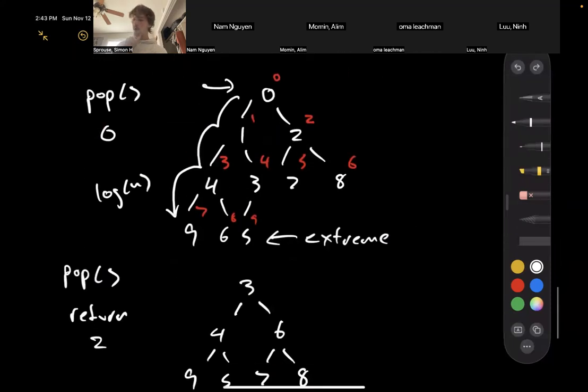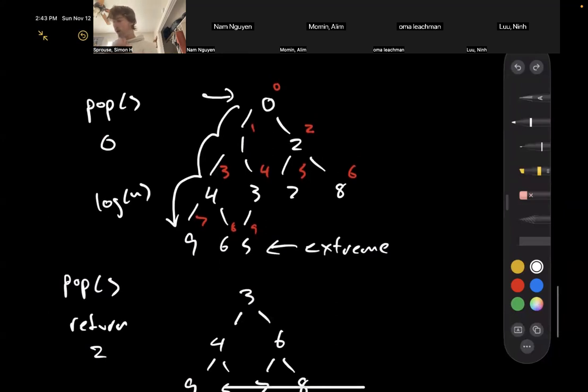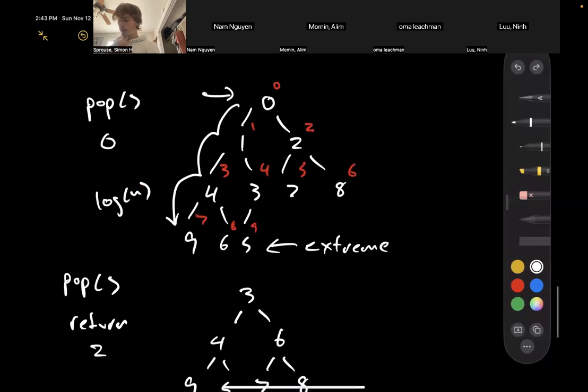And likewise for pop, the pop is also going to be log of n because when you pop this element from the top and you put the extreme element here, you potentially now need to go resort on the longest path, and that longest path is log of n.